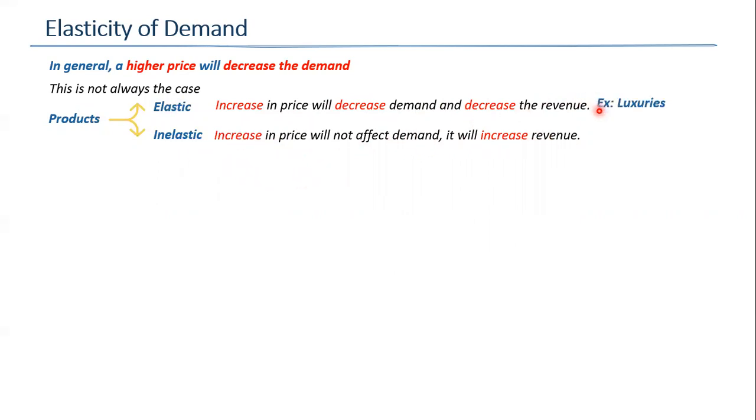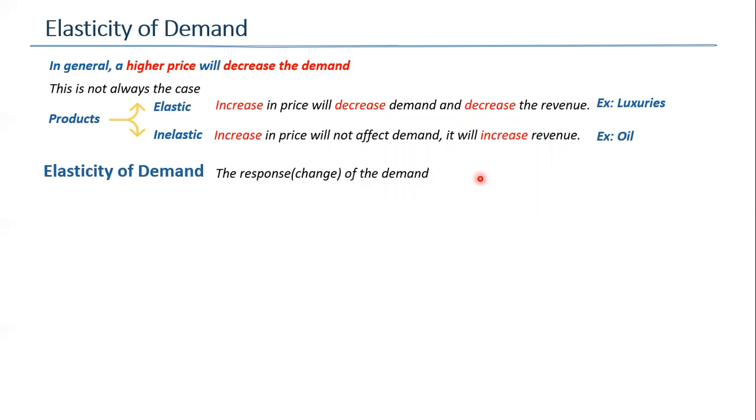For example, luxuries are elastic and oil is inelastic. Why? Because luxuries you can do without if the price is high, but oil is necessary. It's necessary for your life. So an increase in price does not affect the demand. Okay.